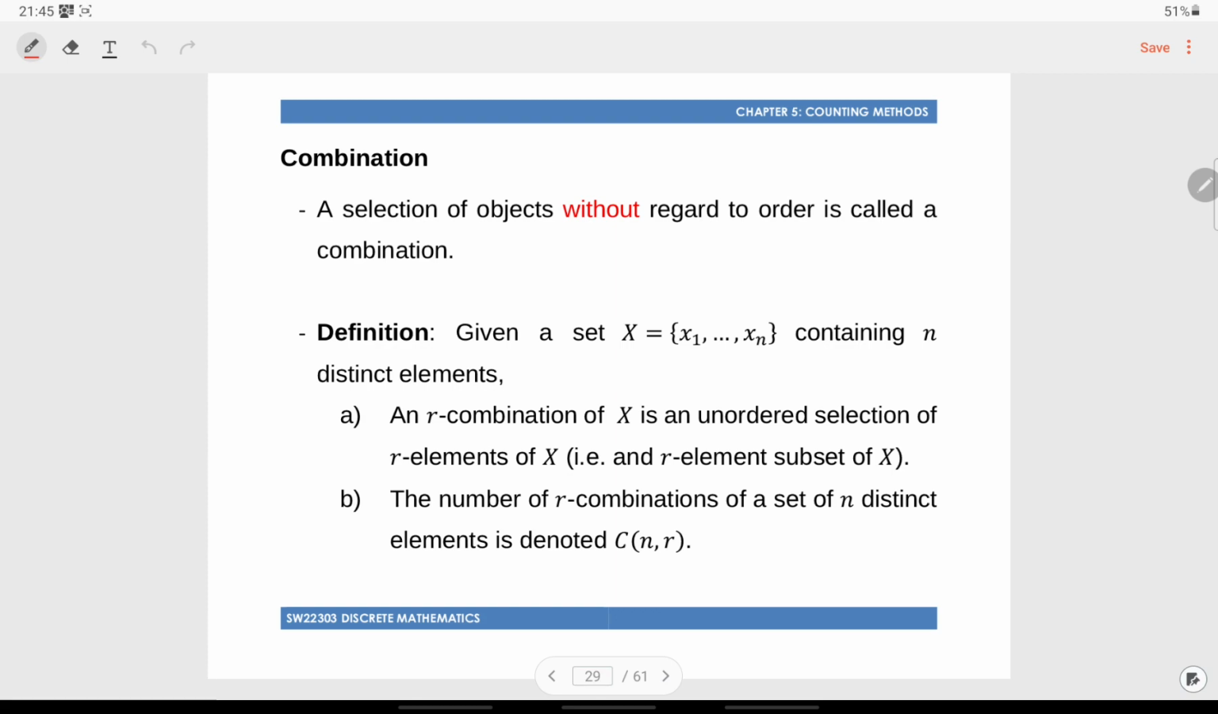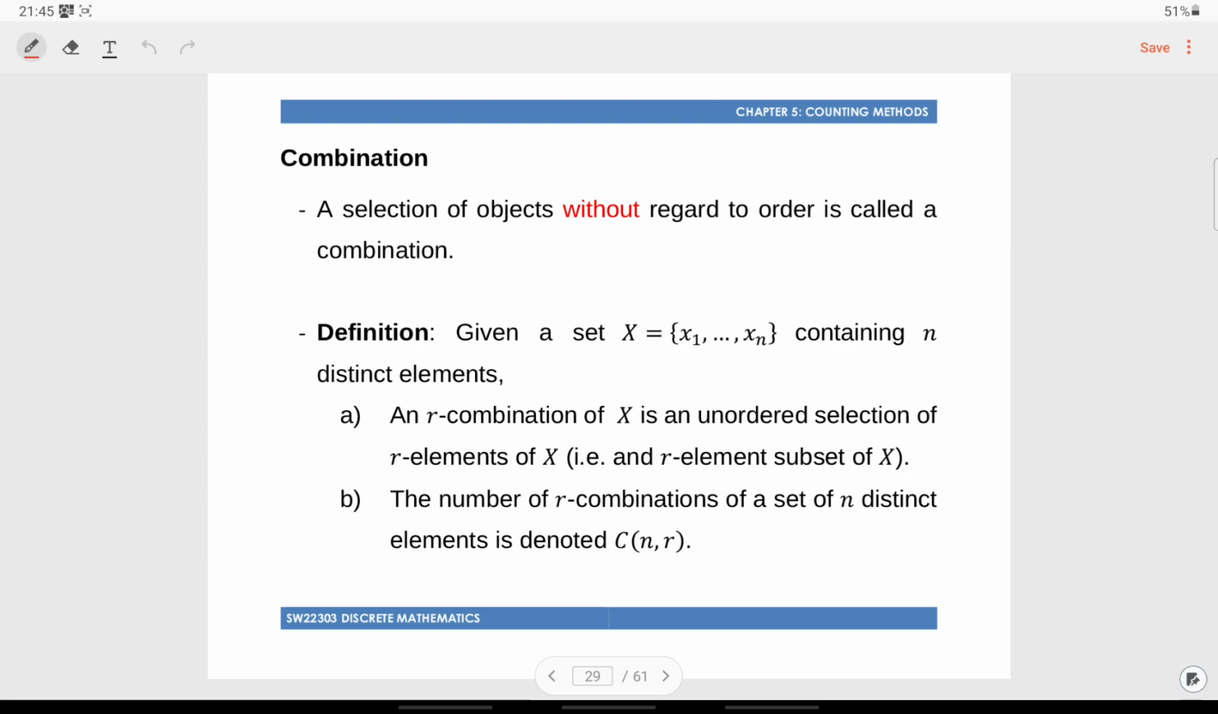Okay. Next is combination. Previously we had a permutation, where the order matters, and in combination, again we have to select objects, but this time without regard to order. That means the order does not matter. So this kind of selection is called a combination. Okay, that means the order doesn't matter. So this is the proper definition for the combination.